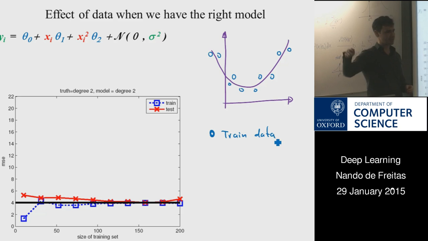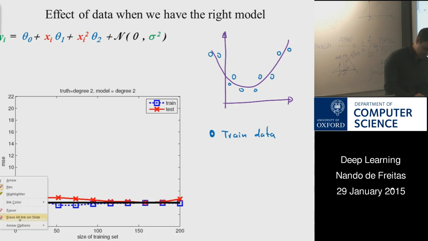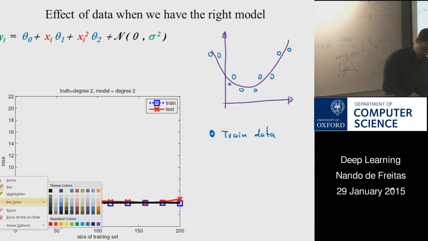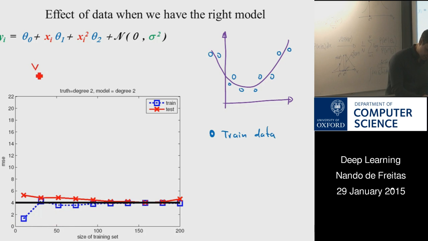And again, the x-axis, this is a 1D problem. I have x and y. So we're just doing 1D regression, and then we're using a quadratic model. Now, let's assume that I choose a model.